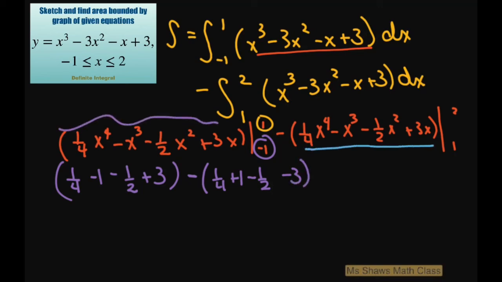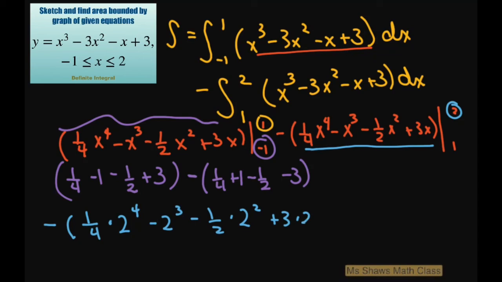Now for this one, we're going to have minus, and you start with your 2: 1/4 times 2 to the power of 4 minus 2 cubed minus 1/2 times 2 squared plus 3 times 2. And then when you substitute in your 1, we'll get the same thing we got here, which is plus 1/4 minus 1 minus 1/2 plus 3.